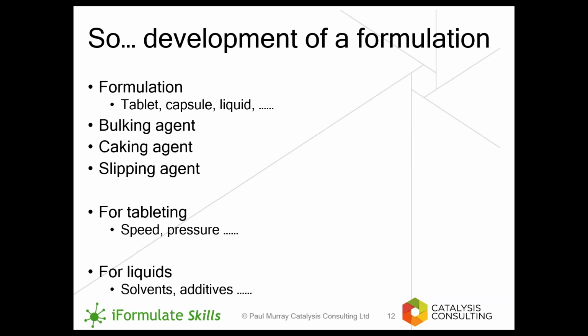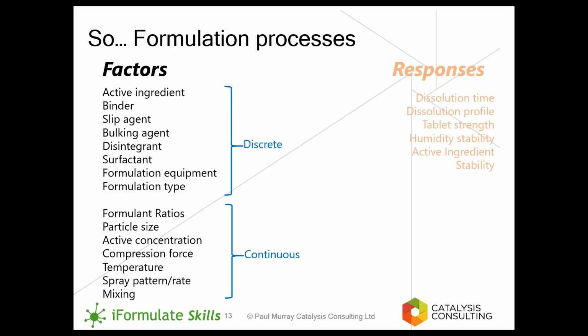So if we're looking to develop a formulation, we will have a formulation which could be a tablet, it could be a capsule, it could be a liquid, it could be a solid blend. So the different type of formulation we're trying to do will be important. What our bulking and caking or slipping agents will be. If we're tableting, what speed the tablet press is running at, what pressure it's applying. If we're looking at liquids, what solvents or additives do we have in there? So there's a number of different things that we could have. So for a formulation process, we have a wide range of factors, and I've listed some here to try and help you understand them in a bit more detail.